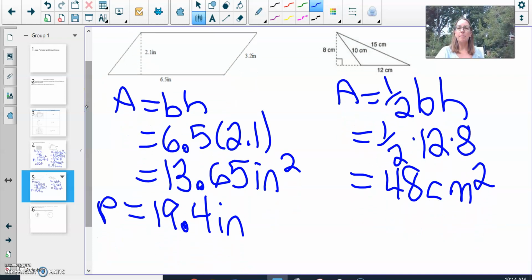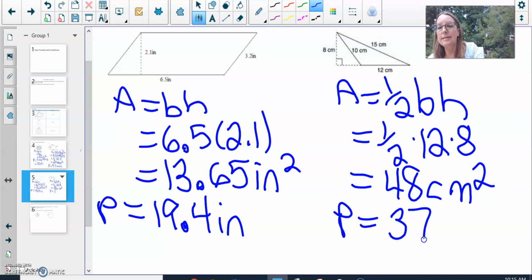For perimeter, I add up the outside edges of the triangle, so 10, 15, and 12. My perimeter is 37 centimeters.